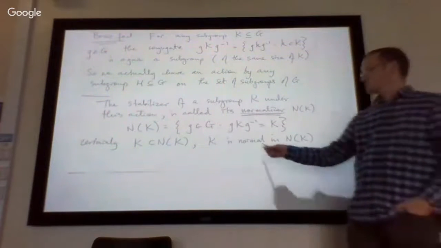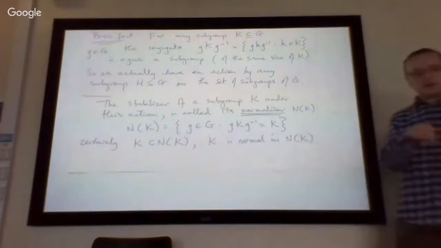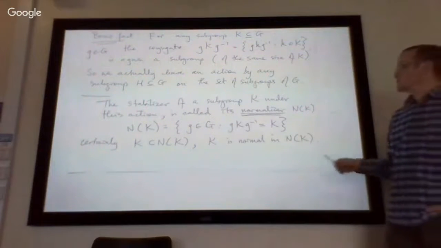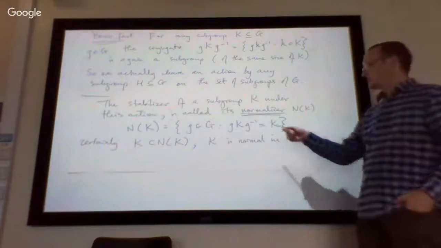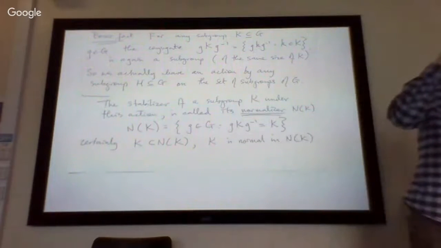So it will be possible to consider quotients. We'll be able to, and they feature in one of the proofs where you consider the quotient of a normalizer by the subgroup.